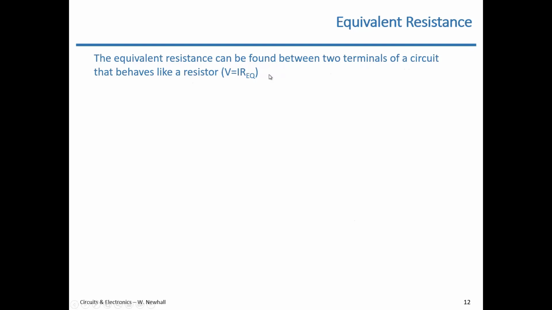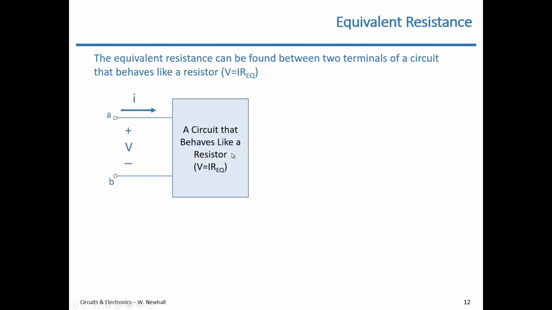It's not just a resistor, it's a whole circuit. So what does that mean? It means in this blue box there's a circuit, and if you apply a voltage and measure the current, you would notice that voltage and current are proportional, or V equals IR, right? And that R value is this equivalent resistance. That's what I'm trying to figure out. What is this equivalent resistance? And what does that even mean?